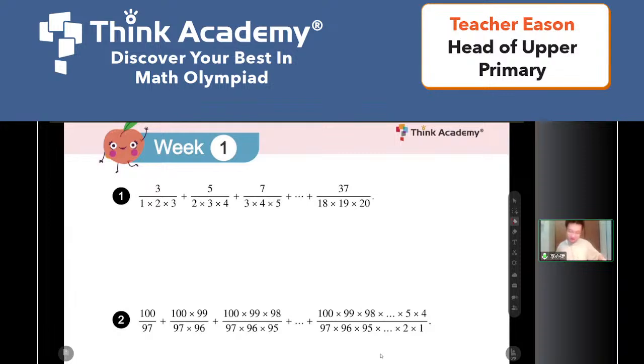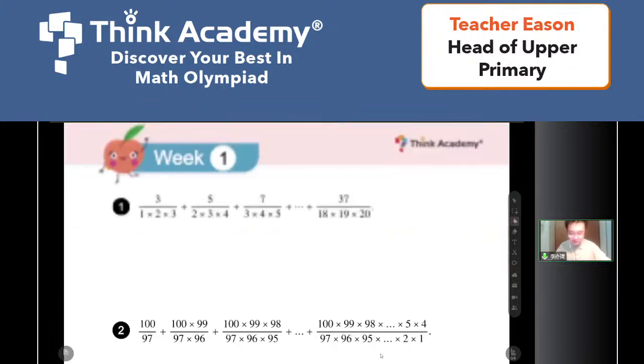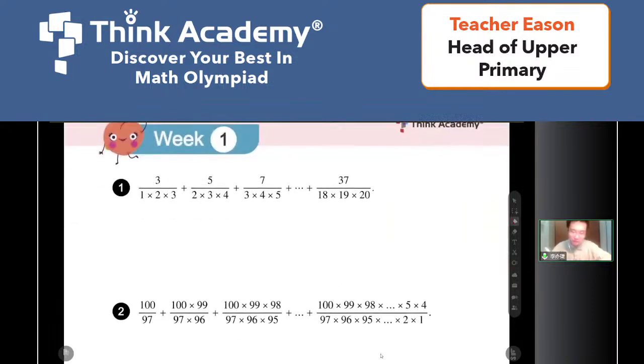Okay, now the first 1, 2, 3, the first 3 questions, they are all about a certain point, which is what we call fraction splitting, aka fraction decomposition. Which means that we want to write a fraction into the sum or difference of other two fractions, and then use this to cancel many terms between them.